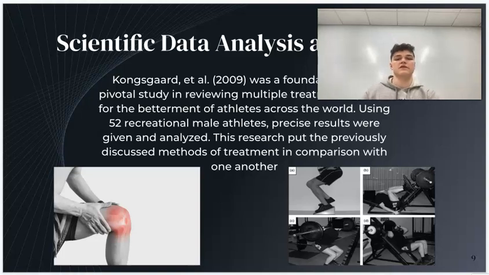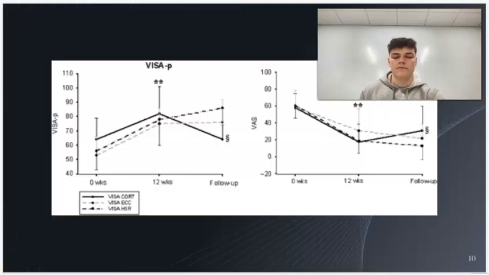In yet another scientific study that I discovered, done by Kongsgaard in 2009, it was a pivotal study in reviewing multiple treatment options for the betterment of athletes across the world. Using 52 recreational male athletes, precise results were given and analyzed. This research put previously discussed methods of treatment in comparison with one another. These athletes ranged in age from 18 to 50 years old, and they were also randomly divided into 3 different groups, similar to the previous study that I found.